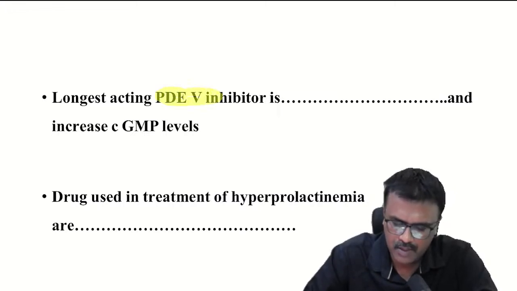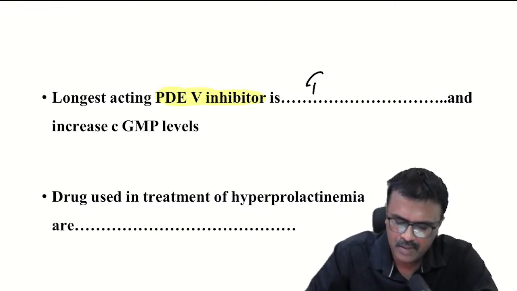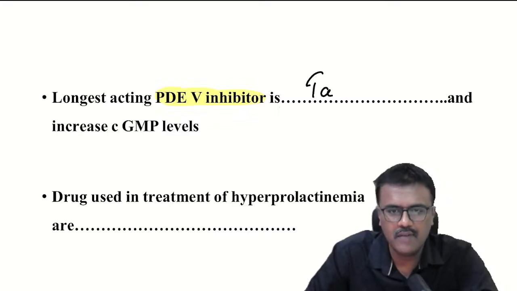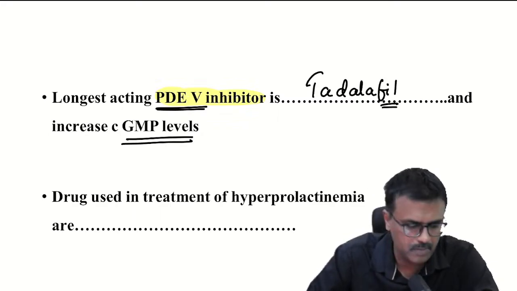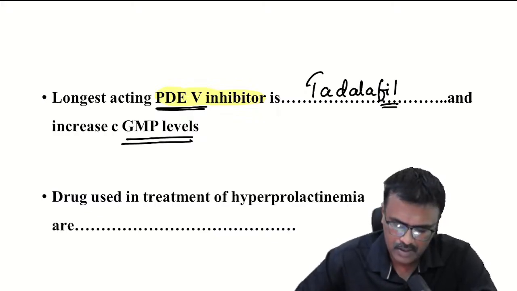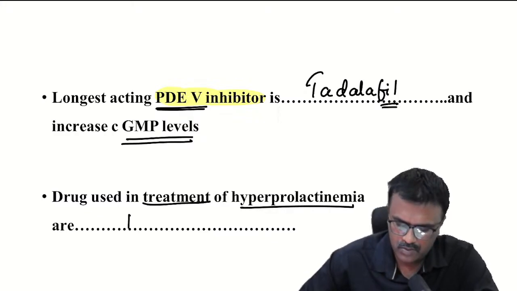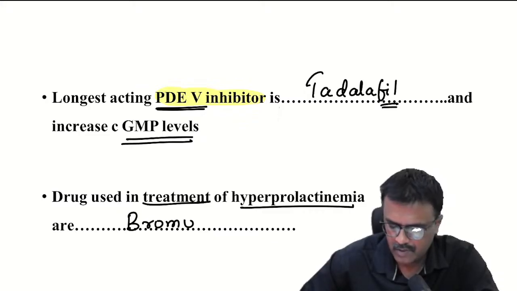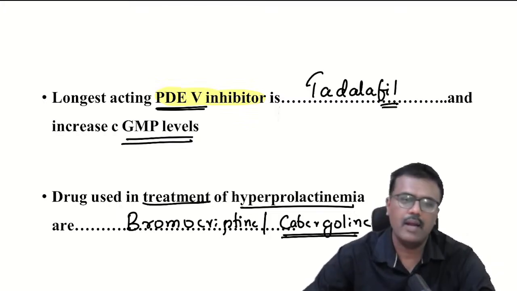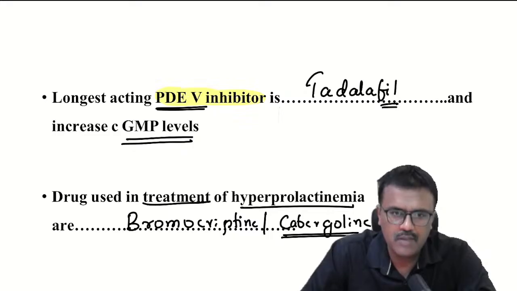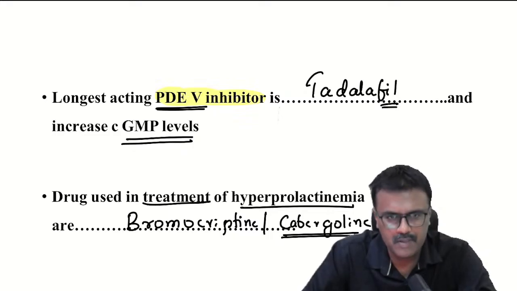The longest acting phosphodiesterase 5 inhibitor is, if you don't know, anything starting with T will be the longest: tadalafil. And how do they work? They increase cyclic GMP by inhibiting phosphodiesterase 5. For the drug used in treatment of hyperprolactinemia, we have two options: bromocriptine or cabergoline can be used. The preferred is cabergoline because cabergoline is longer acting. But in pregnant women, I prefer giving bromocriptine.